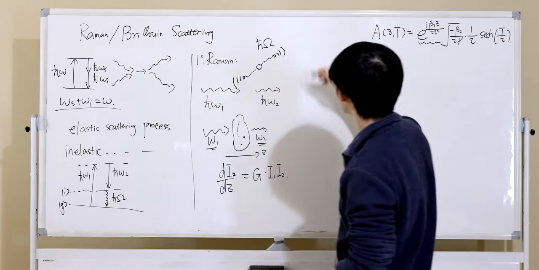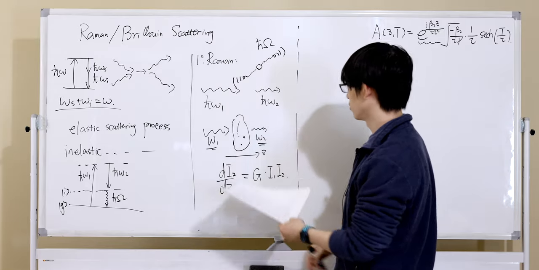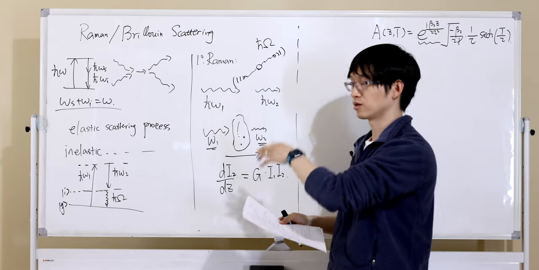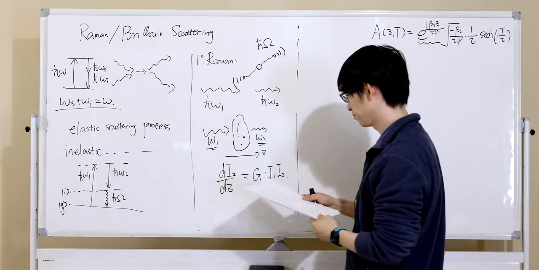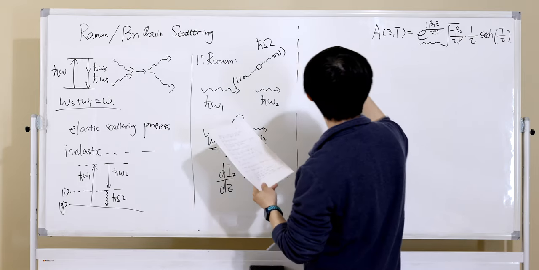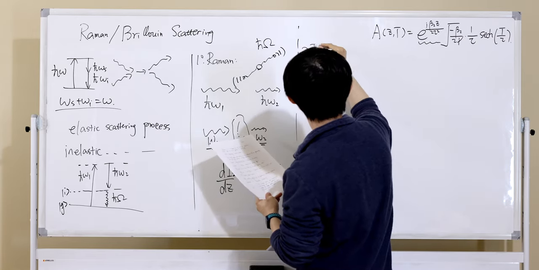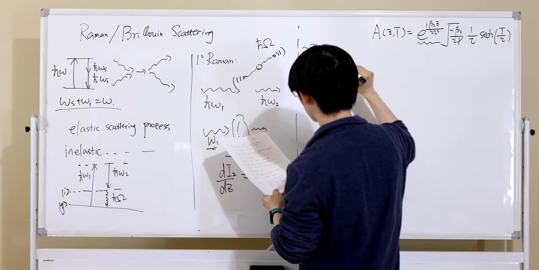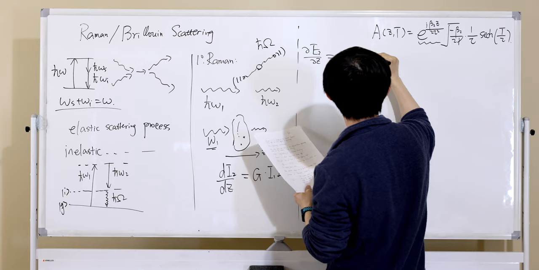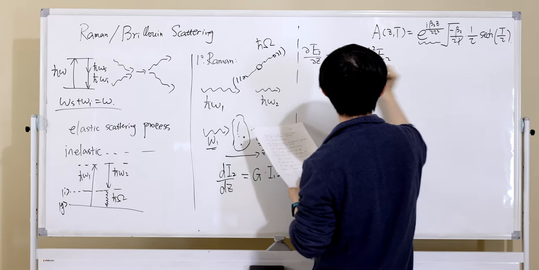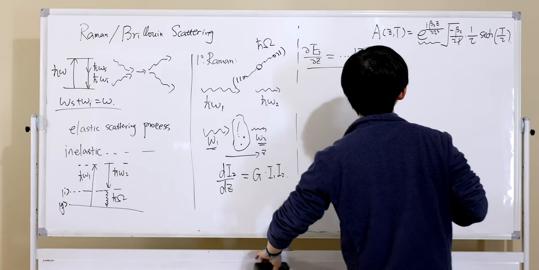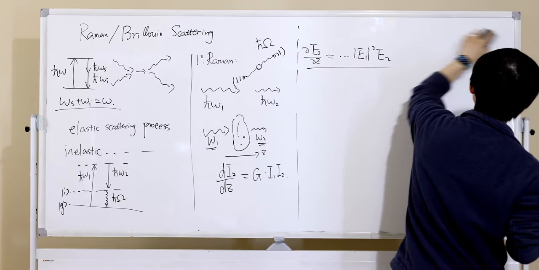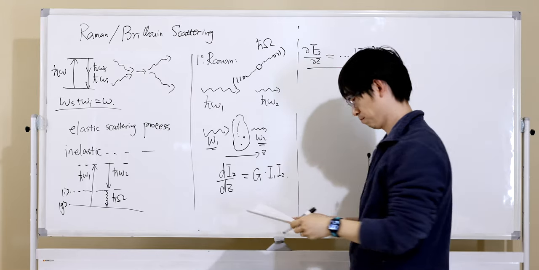And you can easily adapt this to the electrical field, so that we come back to our nonlinear optics framework. You can easily get to, there's some coefficient here, and then E1 squared E2. And this coefficient, you can look it up in a textbook.